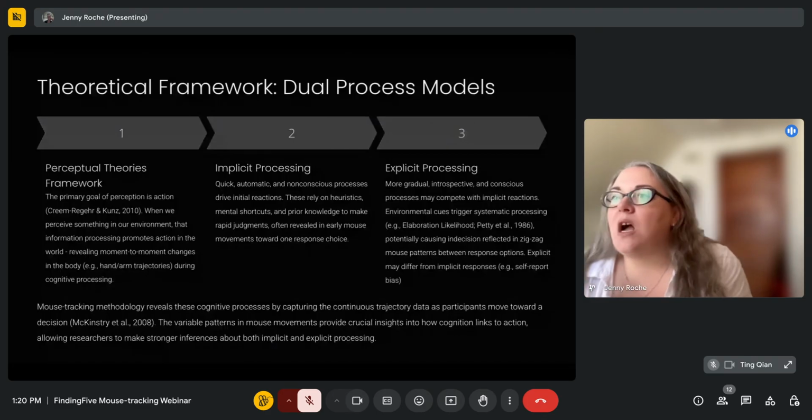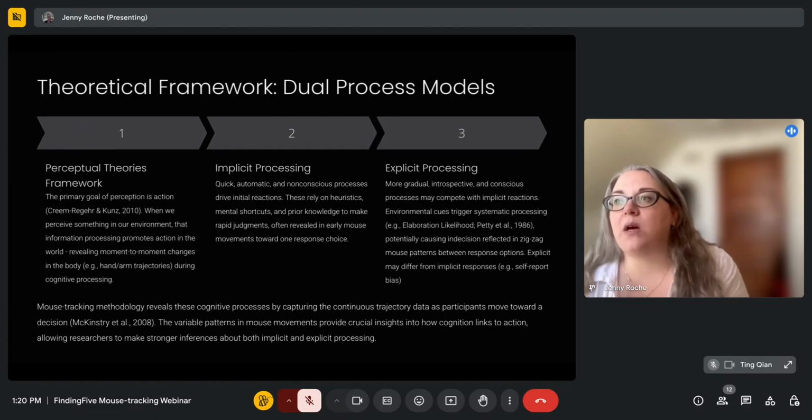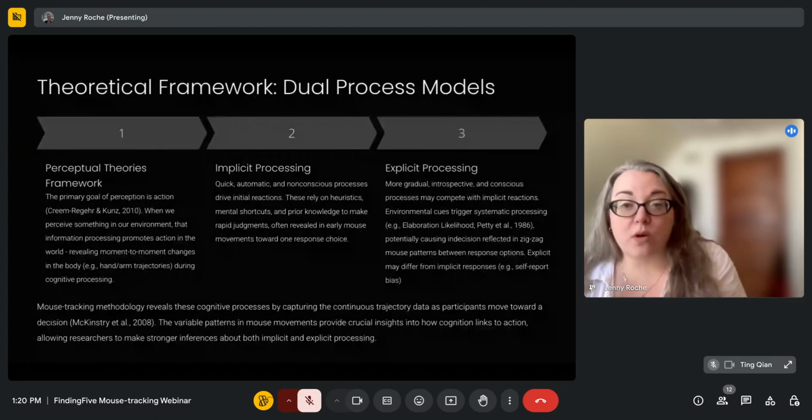But also, computer mousetracking is going to help reveal these cognitive processes by capturing continuous trajectory data as participants move towards a decision.